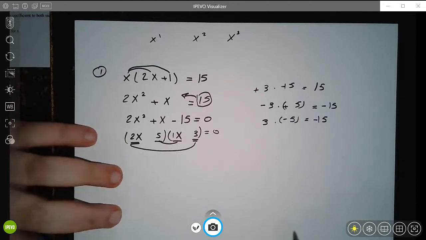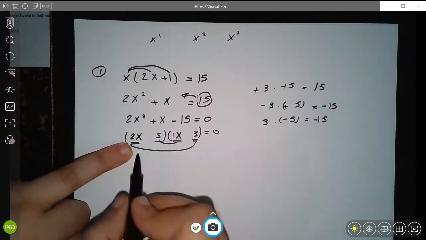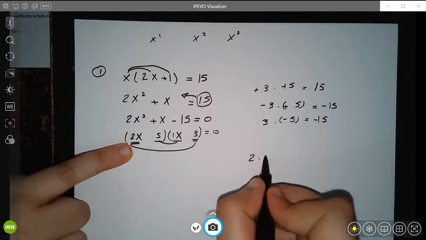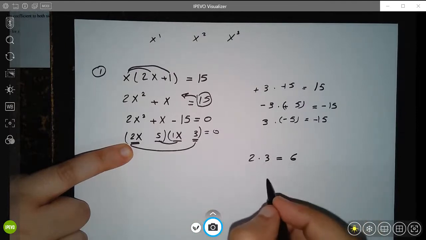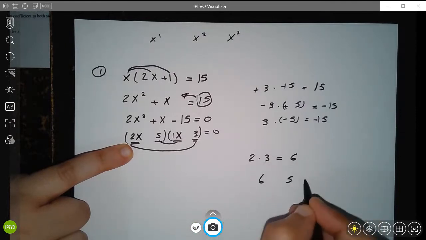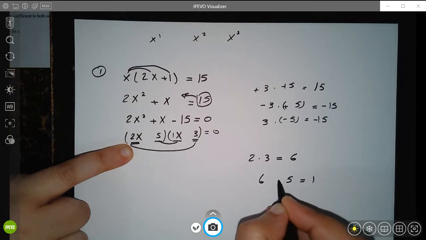Now I still need to figure out the signs. After multiplying 2 times 3, and it giving you 6, the only way adding 6 and 5 should give you 1 is if the 5 is negative.